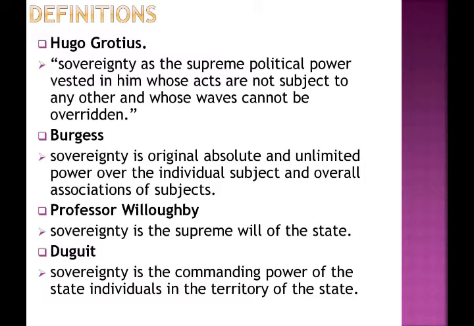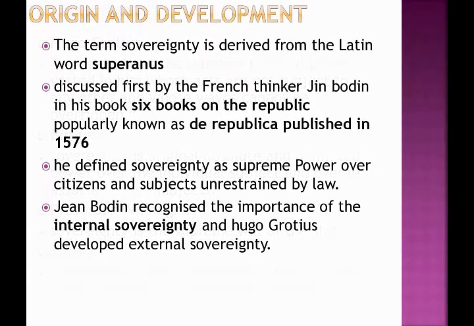So all these definitions provide the awareness that sovereignty is supreme, absolute, and unlimited. It is in the nature of issuing orders over the individual as well as over the subject in the territory of the state. Then how did the concept of sovereignty come into existence, how has it developed, and what is the historical process behind the origin of this political concept? To that effect, the origin and development of the term sovereignty.